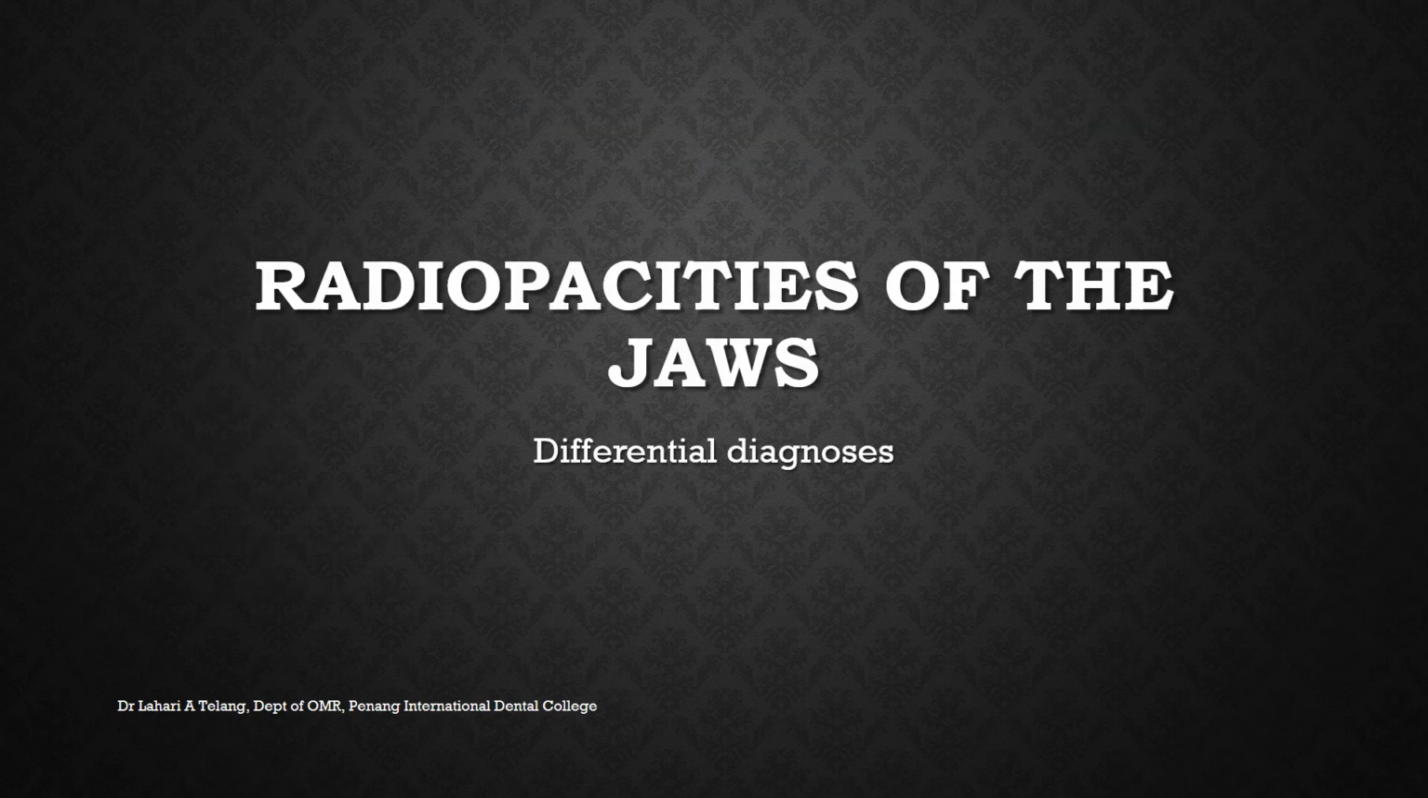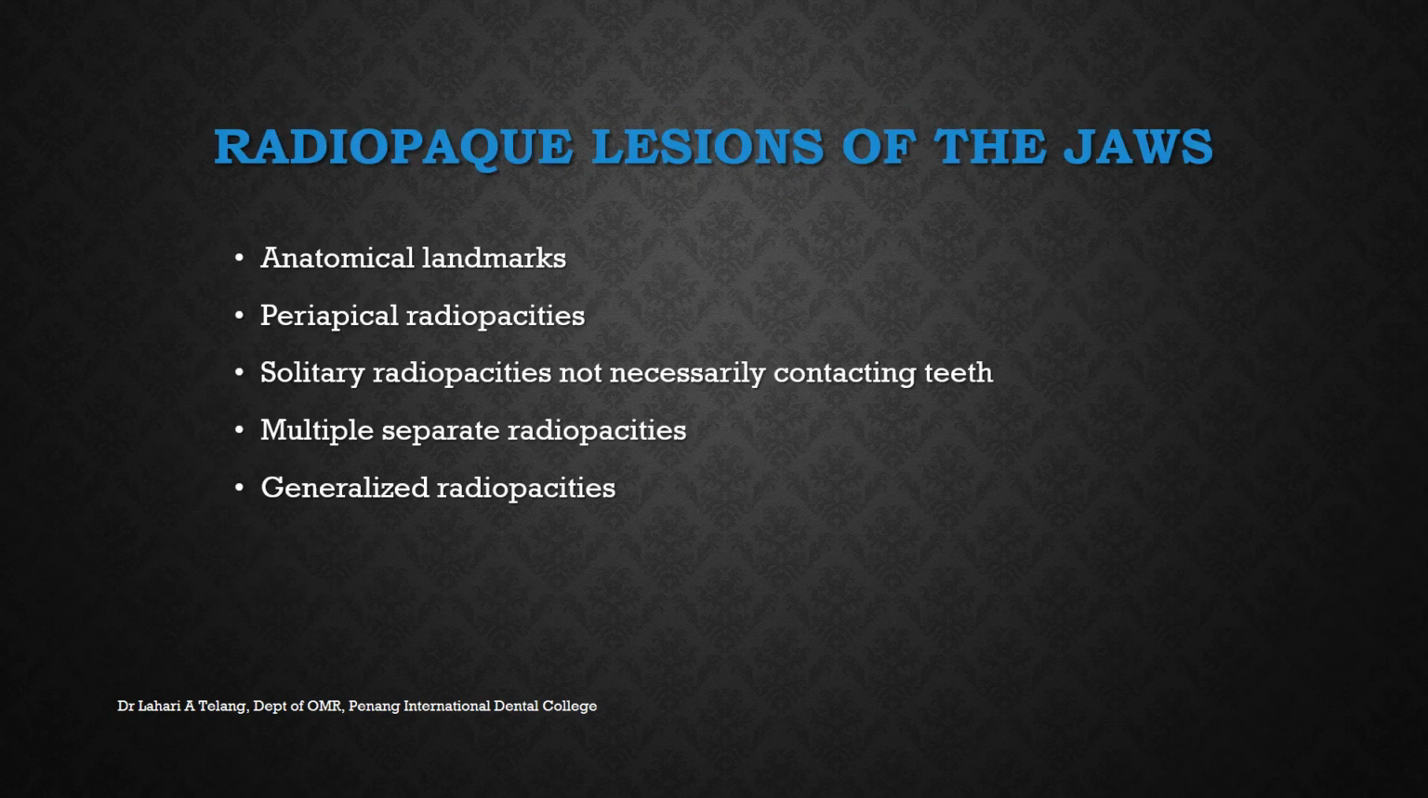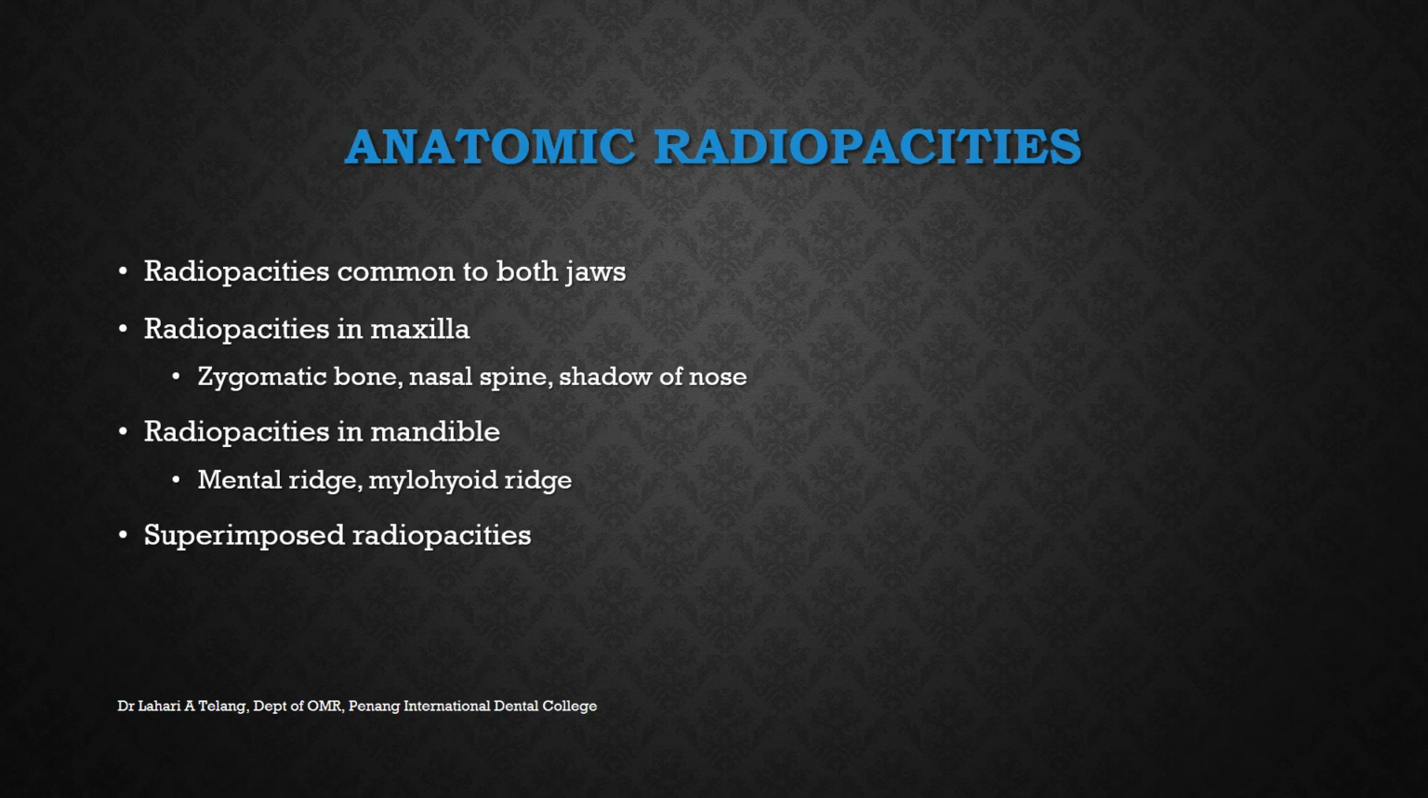When it comes to radiopacities of the jaws, radiopaque lesions of the jaws could be again anatomical, periapical, solitary radiopacities which are not necessarily contacting teeth, multiple separate radiopacities, or generalized radiopacities. So, if you were to look at anatomic radiopacities, they could be common to both the jaws. In the maxilla, you could simply have the zygomatic bone or the nasal spine, which looks like a radiopacity, and in the mandible, it could be the mental ridge or the mylohyoid ridge.